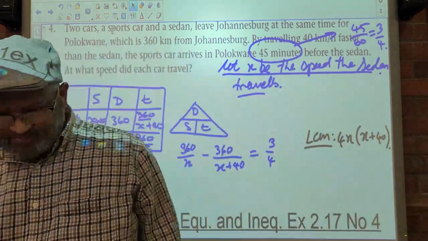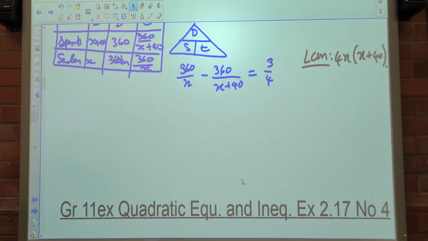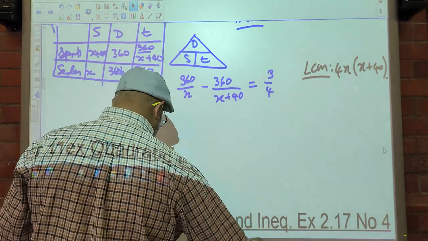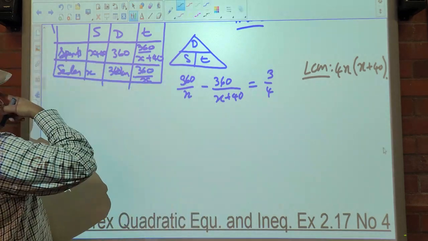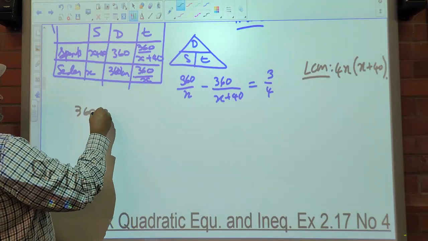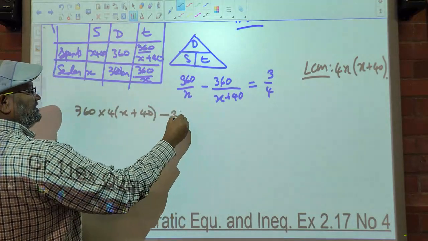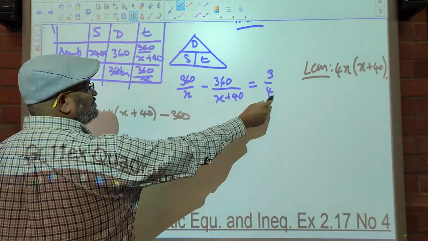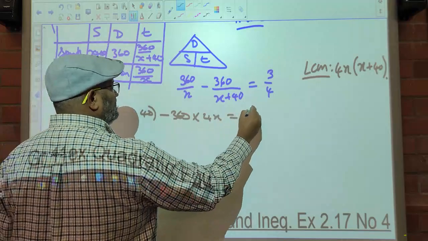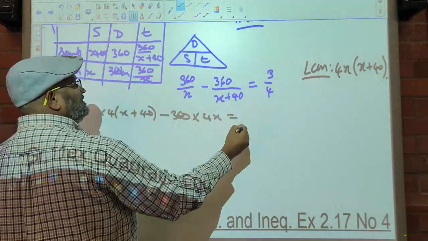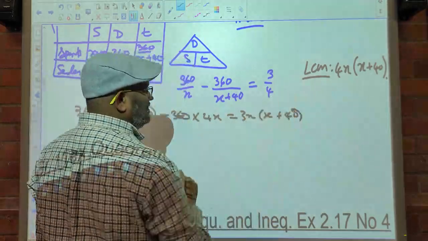Alright. So with that in mind, what would that now be? This must be multiplied by 4 into x plus 40. So it's 360 times 4 into x plus 40, minus. This must be multiplied by x times 4, or 4x, not so? So it's 360 times 4x. What must this be multiplied by? x into x plus 40, because you already have that 40.